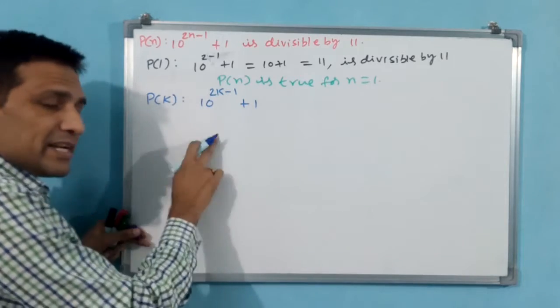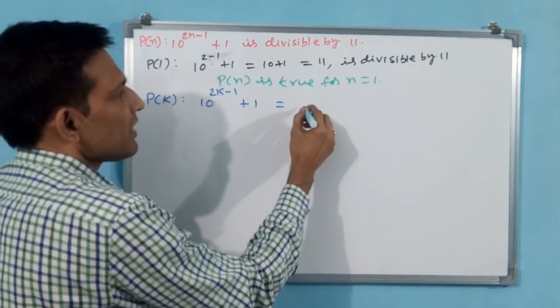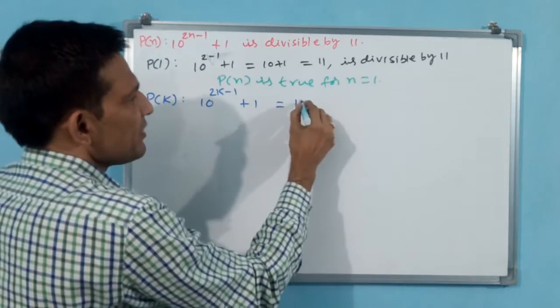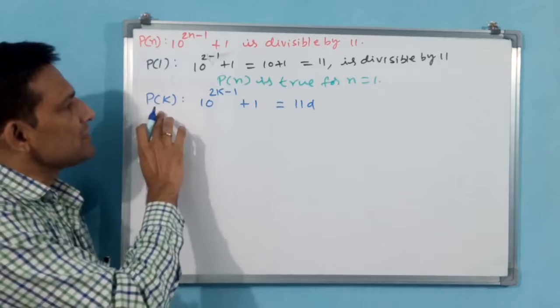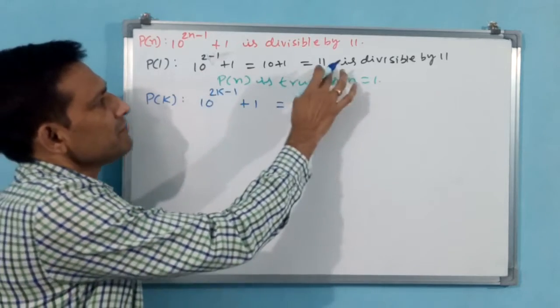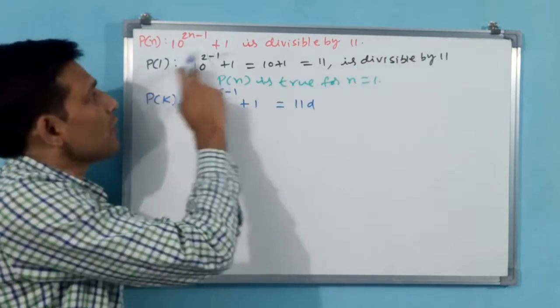Now you see while writing P of k only you write something. What you are going to write? 11 means 11d you write. Now you can say this is divisible by 11. Why? Because this is P of k. See, something has come that is divisible by 11. We have proved with 1.